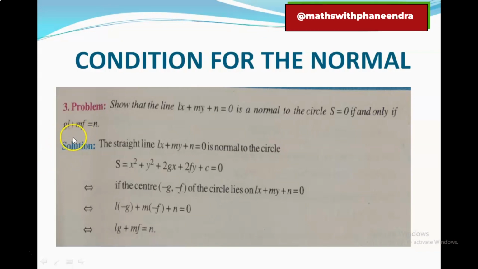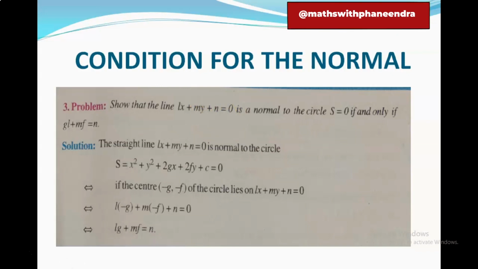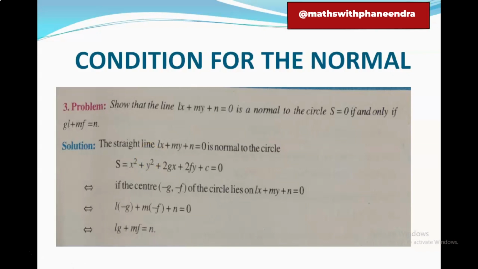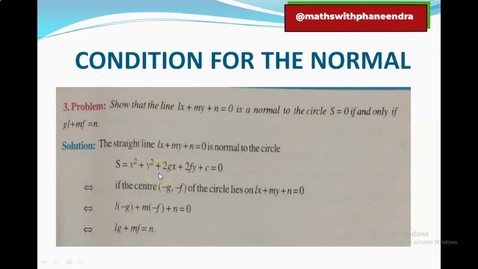How to get this condition? First you have to write the given line. The given straight line is Lx plus My plus N is equal to 0. That line is what? They are saying it is a normal. So the straight line Lx plus My plus N is equal to 0 is a normal to the circle S is equal to 0. Whenever the line is a normal to the circle, we already discussed that the line always passes through the center of the circle. That means, what is the center of the circle? General equation of circle, minus g, minus f. So minus g, minus f lies on this line Lx plus My plus N is equal to 0.